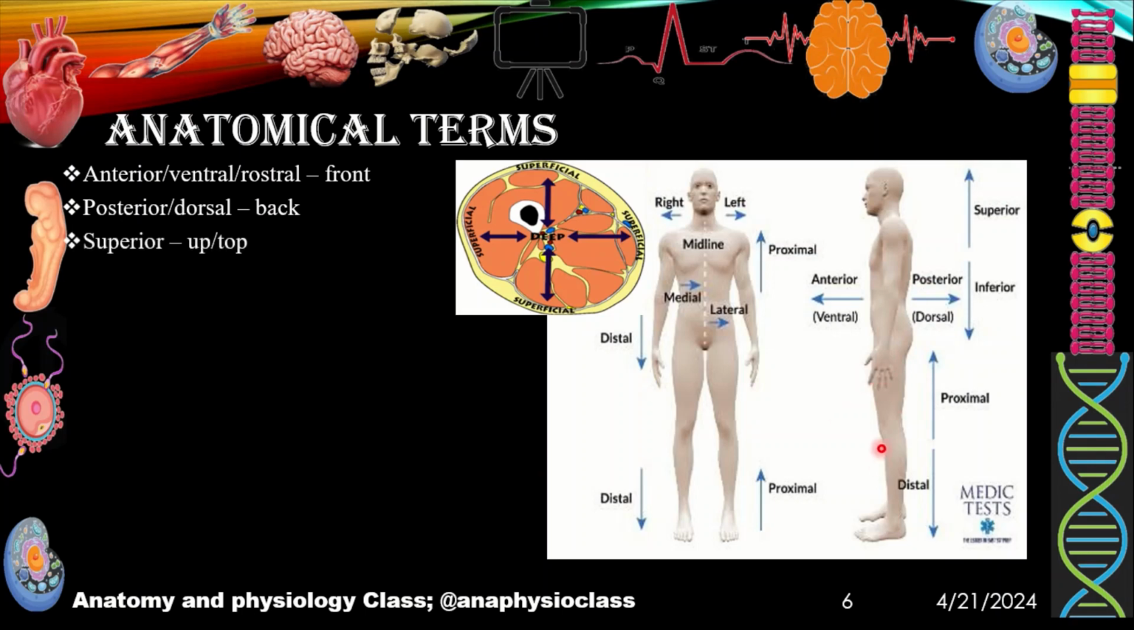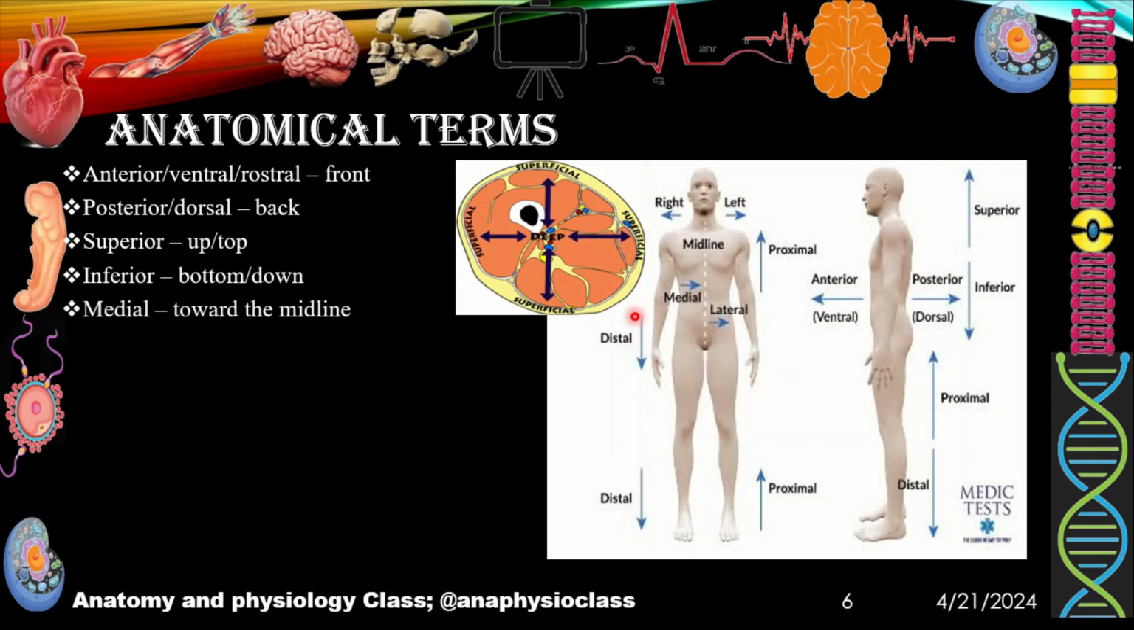So superior means top or up. So we can say, for example, the head is the most superior region of the body, or the head is superior to the neck, meaning the head is higher than the neck, or is at the topmost part of the body. And the opposite of superior is inferior. Inferior means bottom or down. So for example, we can say the neck is inferior to the head, meaning the neck is at the bottom of the head.